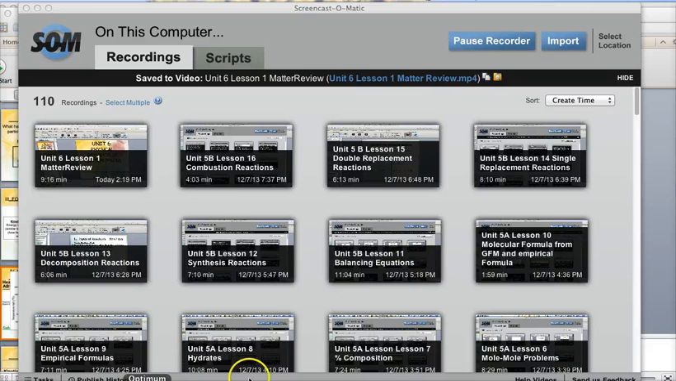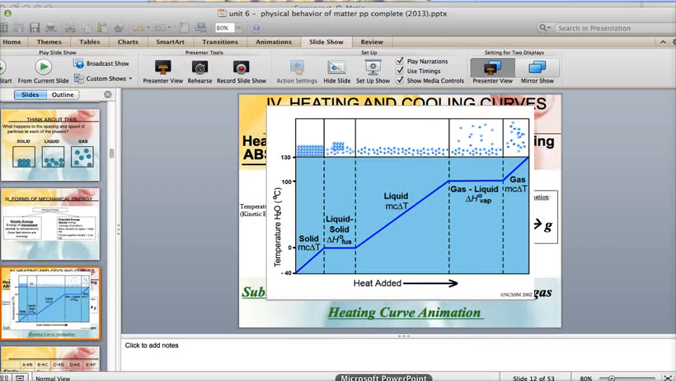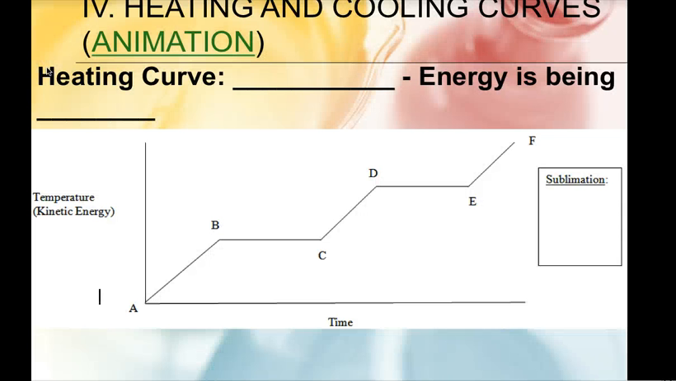Alright, so this is Unit 6, Lesson 2, and in this lesson we're going to look at a heating curve, and then in Lesson 3, we'll look at cooling curves. And they're basically, as you'll see, opposites of each other.